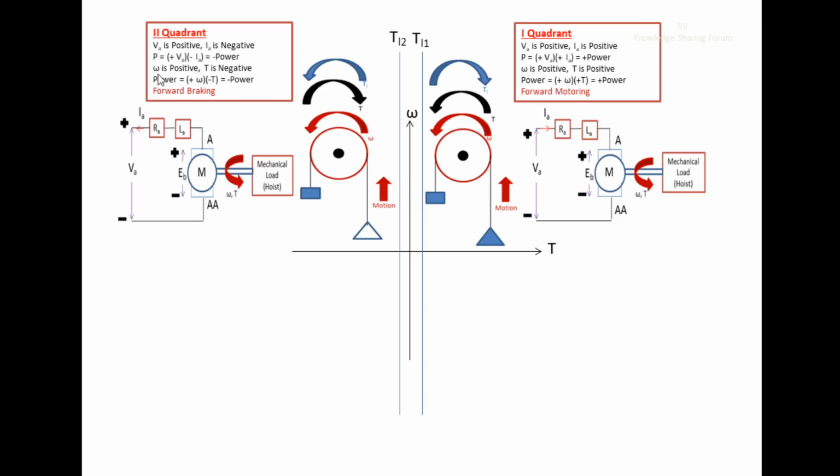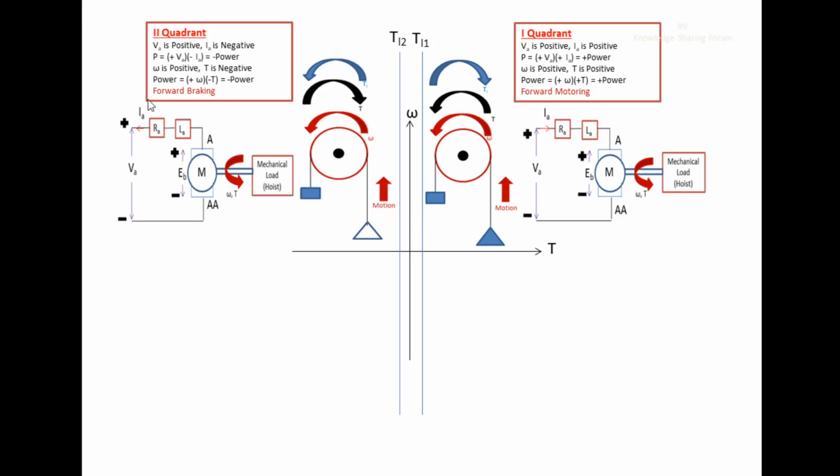So as we discussed earlier, power P is equal to omega times T, that means the product of the speed and the torque. Here speed is positive and torque is negative. Therefore you will get output power as negative, because here we changed the direction of the current. Therefore the direction of the torque is also changed. Here it is positive, here it is negative. So negative power.